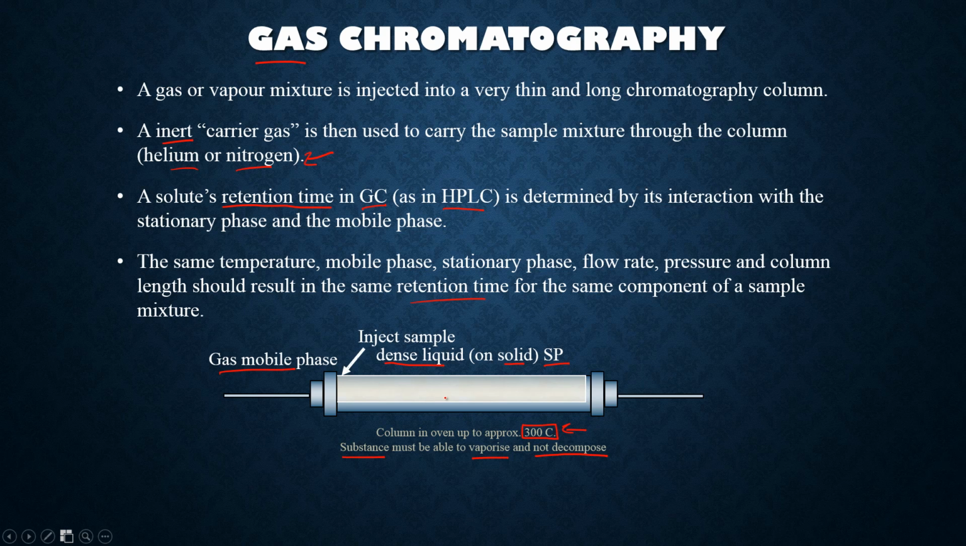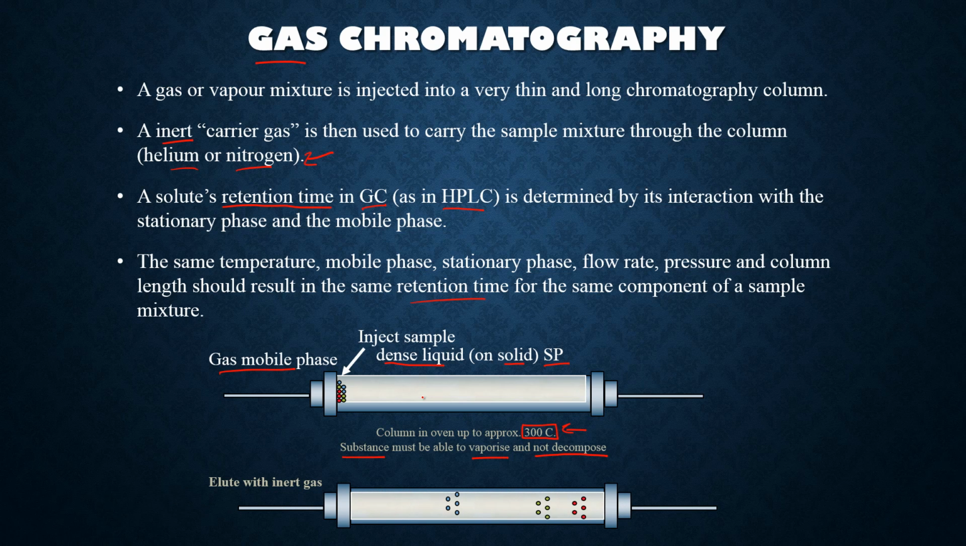So then you inject your sample, and much the same with all the other chromatography experiments, you separate the components within the mixture. And you can see that here. So we had blue, green and red, and they've been separated depending on how much those components adsorb to the stationary phase of the column.